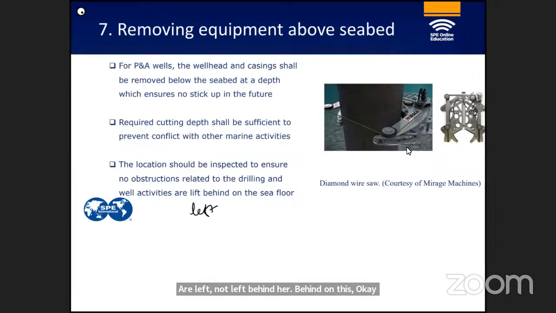This is on the right side. There's a picture of a diamond wire saw, which is used to cut the conductor from the seabed.